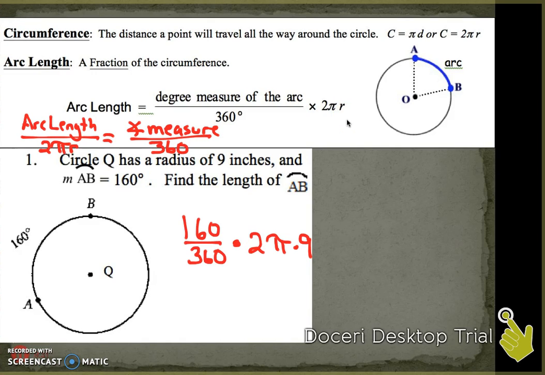Okay, so when you plug in the angle measure and the radius here, you'll end up with 160 over 360 times 2 pi times 9, which when you multiply that all out, you'll end up with 8 pi. If you put the pi in your calculator, it'll be 25.13. So either 8 pi is the exact answer or 25.13 is the rounded answer.